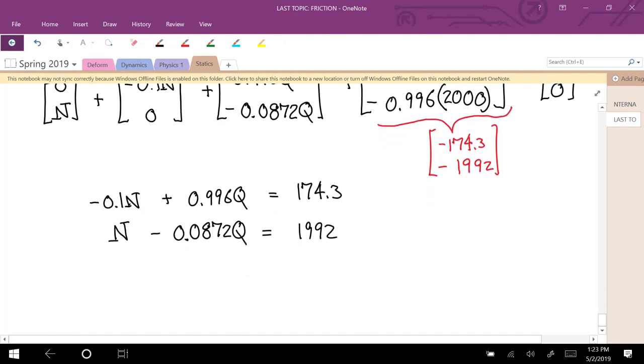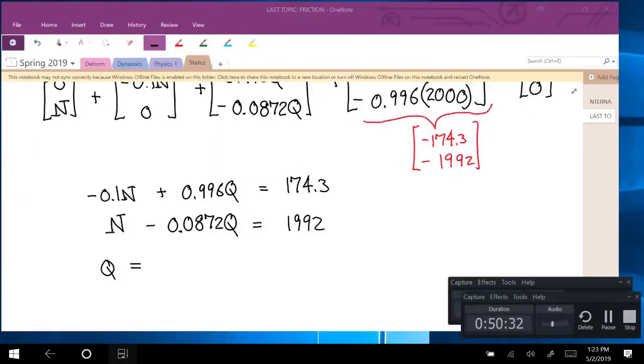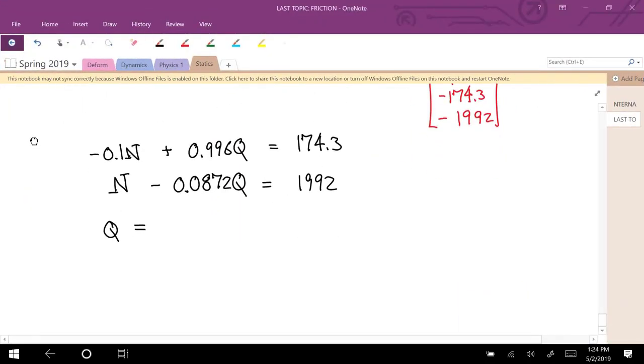Can someone solve that system for me? And we're trying to find the value of Q. We don't really care about that normal force. 2084? Okay, that was a little higher than I expected. So, okay, 378.3 newtons. Okay, that's great. So we did what we were looking for.